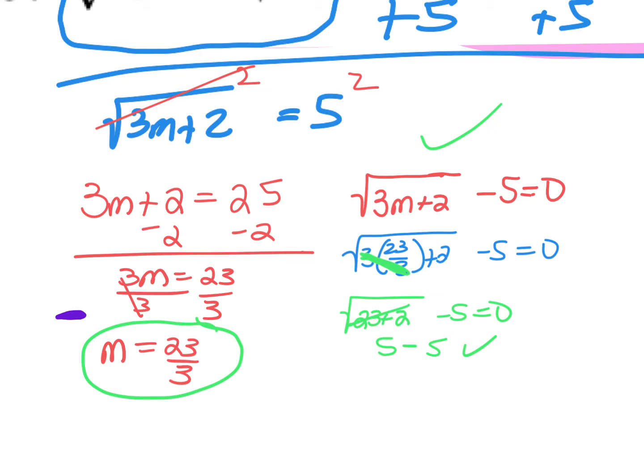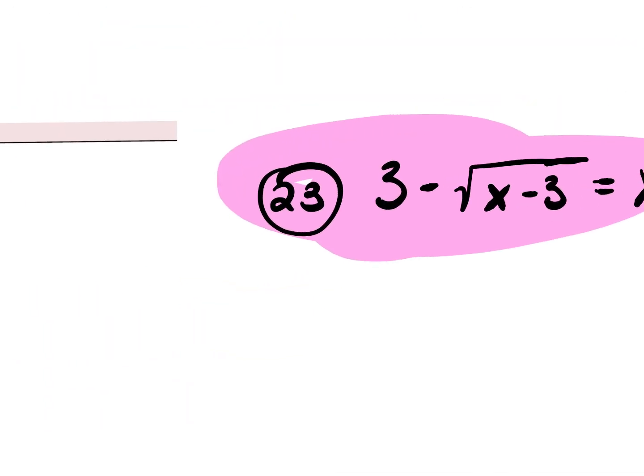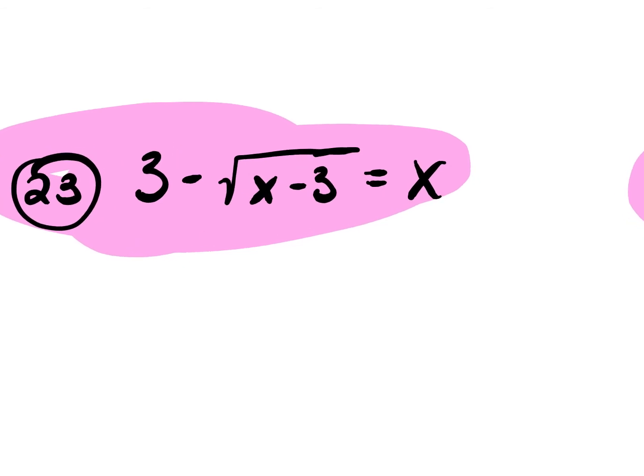Does that make sense? The main thing with square root equations is you have to isolate the square root first. You have to get it by itself. Let's move on to this one. All right. First thing we should do is what?